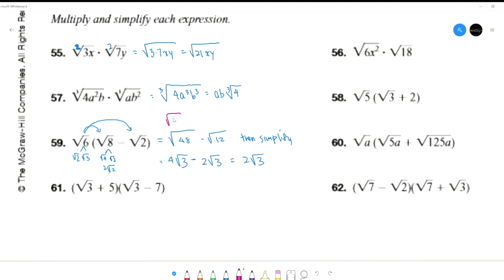But if you prefer it the other way, you can simplify radical 48, which is radical 16 times 3, so that's equal to 4 radical 3. And then radical 12 is radical 4 times 3, so that's 2 radical 3. So yeah, you can do that. That might be easier for some people.